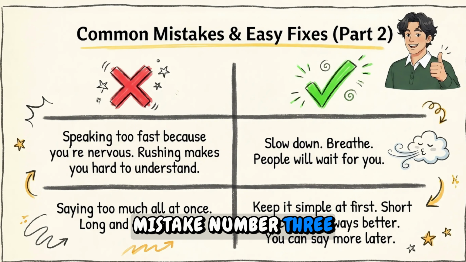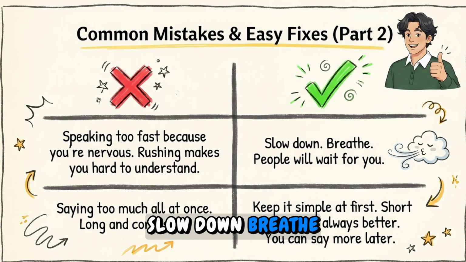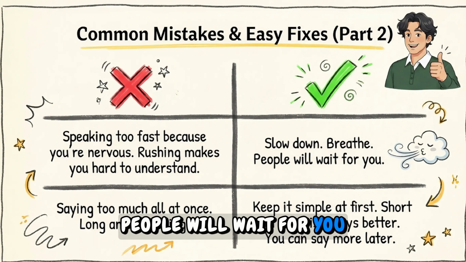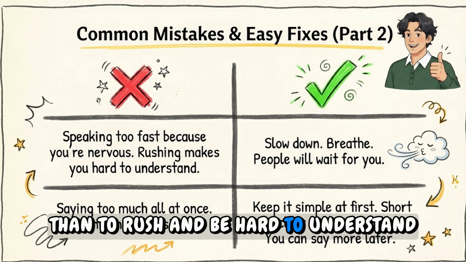Mistake number 3, speaking too fast because you're nervous. Slow down. Breathe. People will wait for you. It's better to speak slowly and clearly than to rush and be hard to understand.